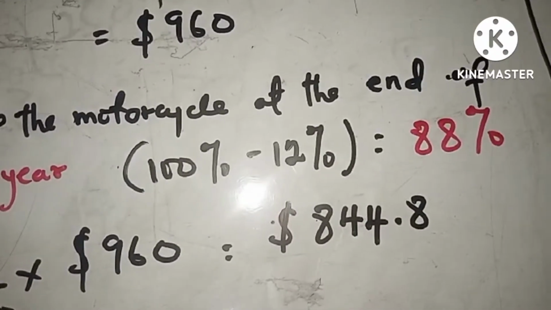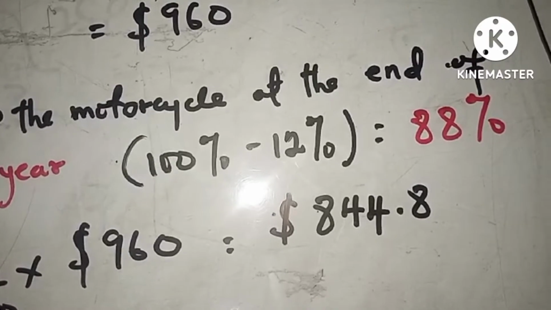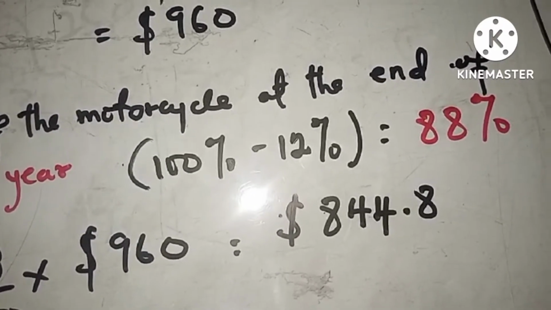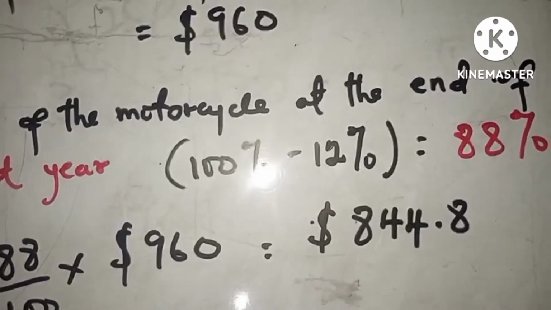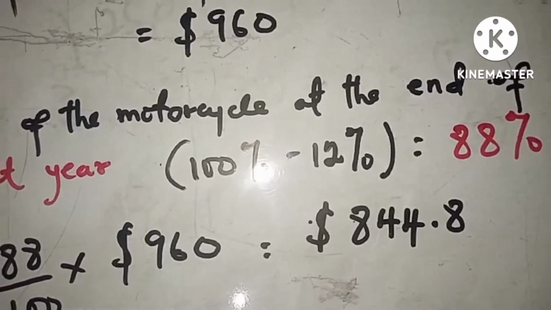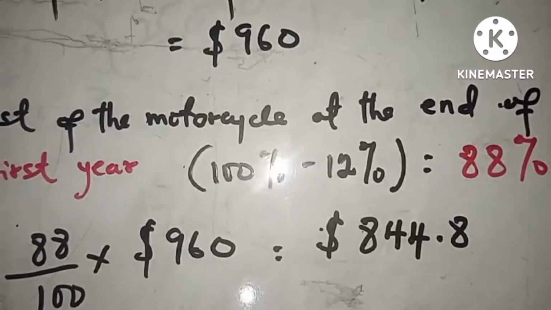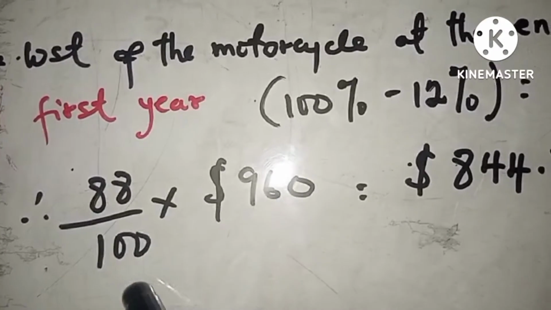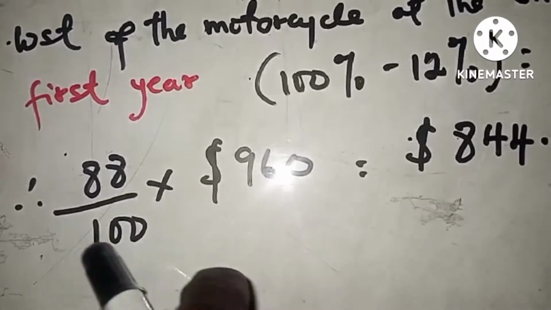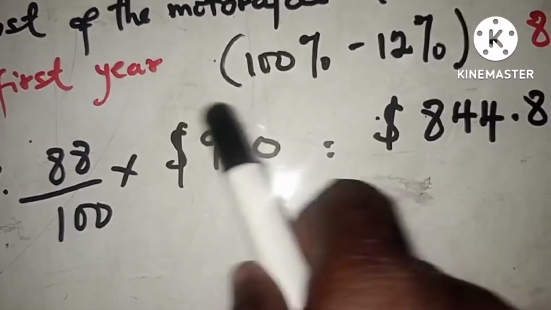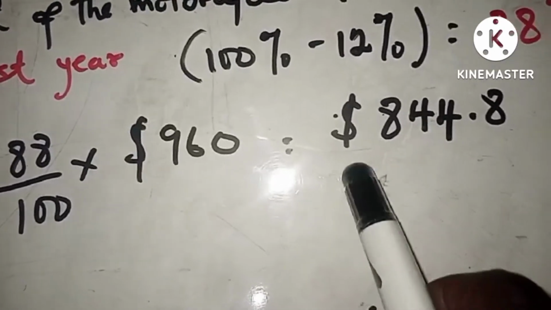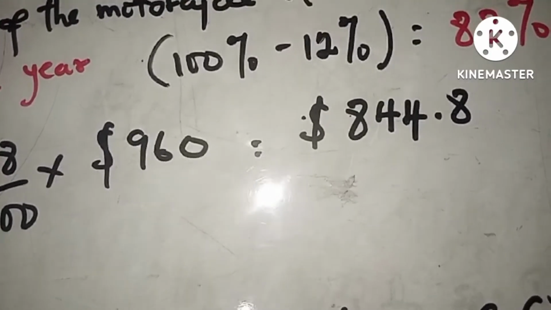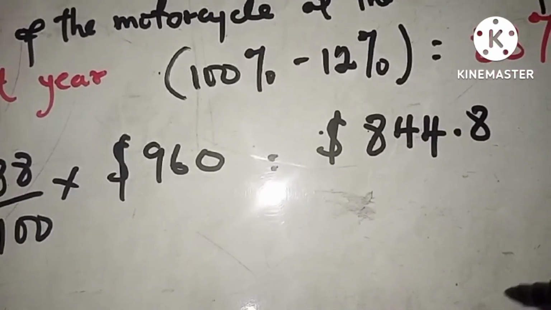Okay. Now what are they asking us to do? They say, how much is it worth after a year of use, right? So this is just 1 year. What will be the amount that you may gain at the end of just 1 year? That should give you 88 over 100, right? So we are going to have 88 out of 100, and then multiply by the original cost of the motorcycle. That will be 844.8. Okay, if you're having a different answer, make sure that you comment in the comment section below.